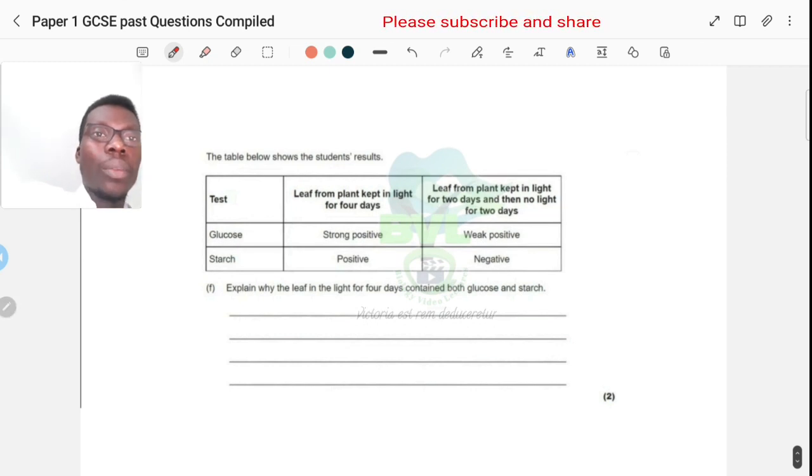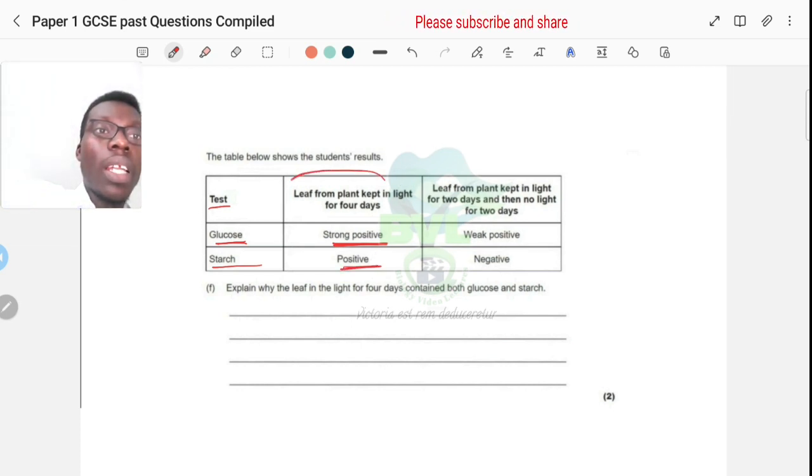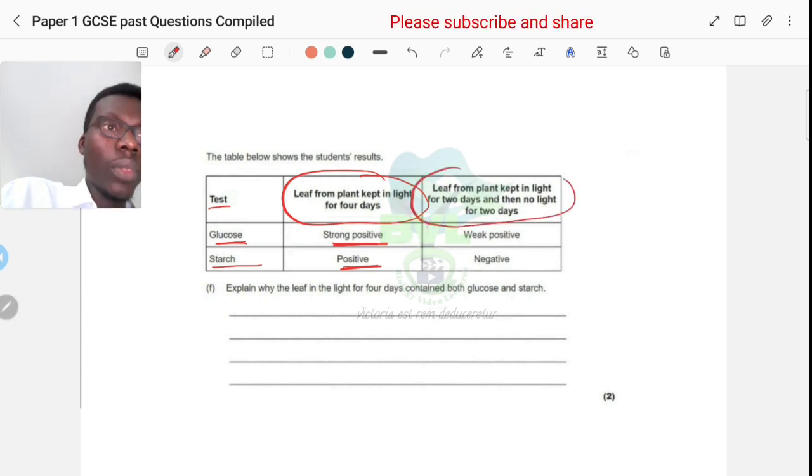Okay, it says here, the table shows the students' results. This is the test on glucose, on starch. Wow, leaf, okay, strong positive, oh, beautiful. That's going to be brick red. Then it's also in the leaf that is for 4 days. So, first 2 days, second 2 days, still kept by the window. But this one, from the leaf kept, okay, the one that is taken to the cupboard. So no starch is present at all, and little glucose is present.